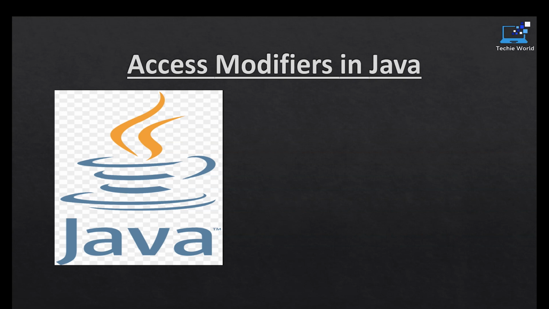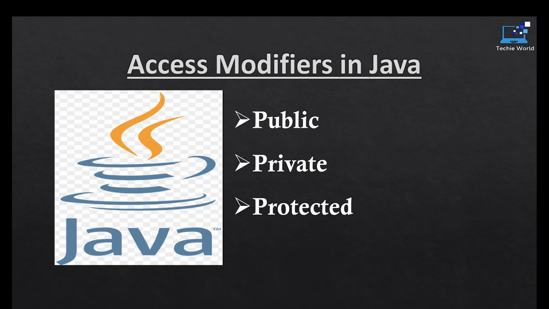Okay, so what are the four fundamental access modifiers in Java? First one is public, second one is private, third one is protected, and fourth one is default. So let's go through each of the access modifiers one by one and try to understand what these access modifiers are and where they can be used. But before that, let us understand why access modifiers are required.